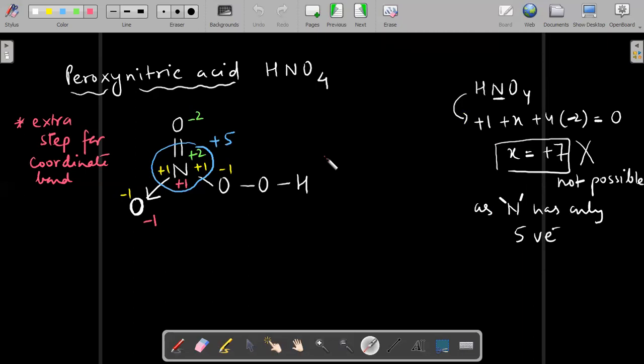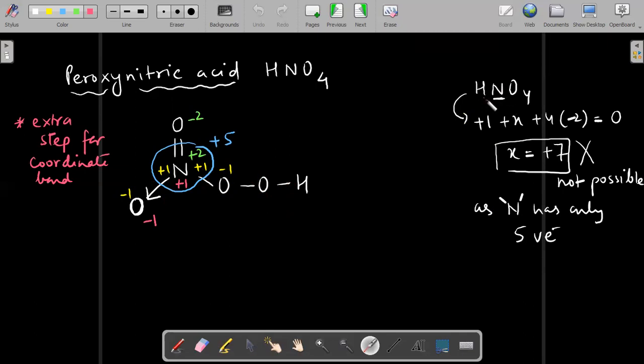ऐसे ही next example, peroxy nitric acid. Now इसमें again ये देखो we have a coordinate bond here and we have a peroxide linkage here. ठीक है. पहले I'll discuss how we caught, I mean अगर किसी को नहीं पता हो कि ये peroxy nitric acid है, simply give you HNO4.